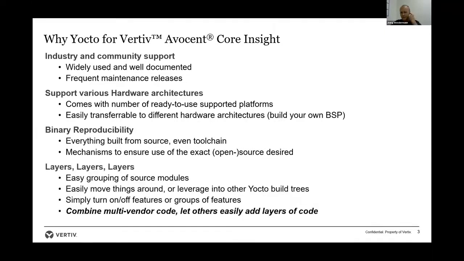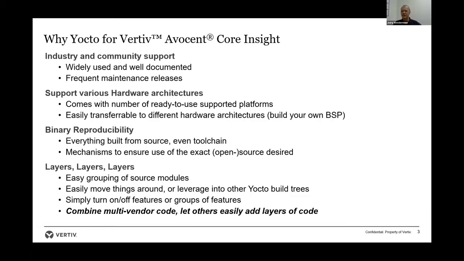And last, but not the least at all, the concept of layers. Layers is probably the most powerful concept in Yocto, which allows you to basically group your source code modules together. And then once you have them grouped into those so-called layers, you can easily move things around. You can actually place them anywhere in your build tree, which has historically been a challenge when you use traditional makefile-based systems where there are a lot of path names to be worried about.